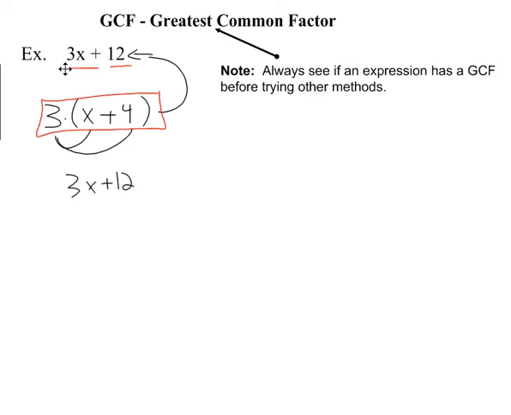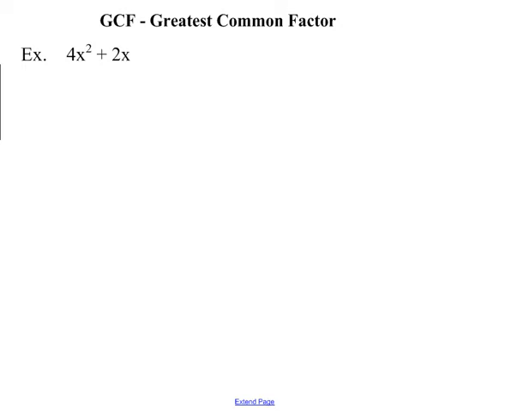Right, another example would be this. So 4x squared plus 2x, we have these two terms. So I look at those and think, what can be divided out of each, or in other words, what is the greatest common factor. So each of these can divide by 2, and each also have an x. So 2x would be my greatest common factor.